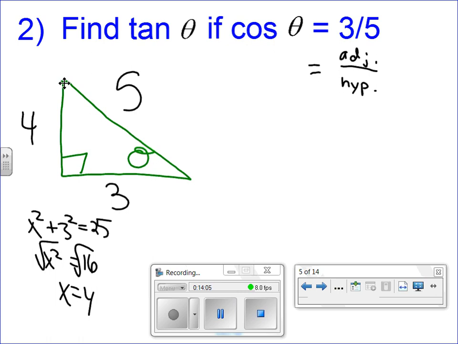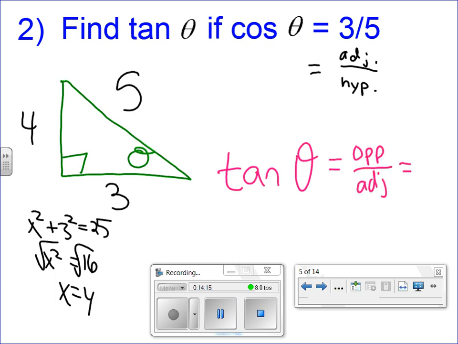Alright, so we've got our triangle labeled. Now we need to answer the question of what would tangent of theta equal? Tangent of theta would be opposite over adjacent. So what would my fraction be? Reese. 4 over 3. Perfect.